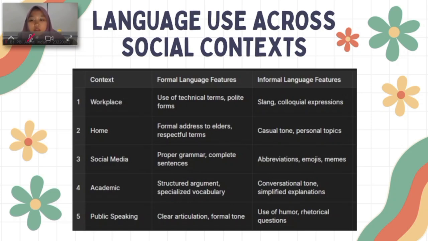The first is the workplace. Formal language features use technical terms or polite forms, and informal language features use slang or colloquial expressions. The second context is at home. Formal language features use formal address to elders and respectful terms. Informal language features use a casual tone and personal topics, and so on. So we move to the next slide.